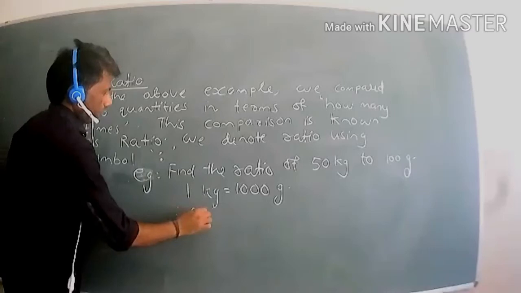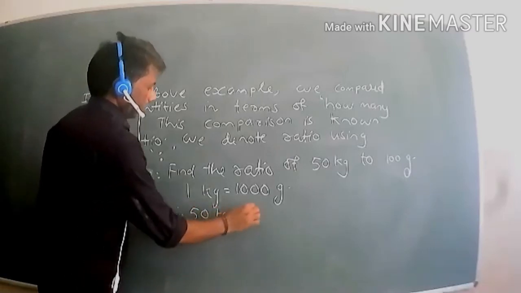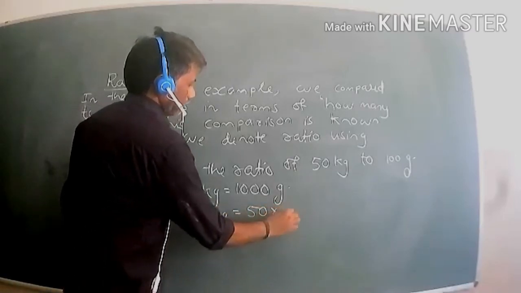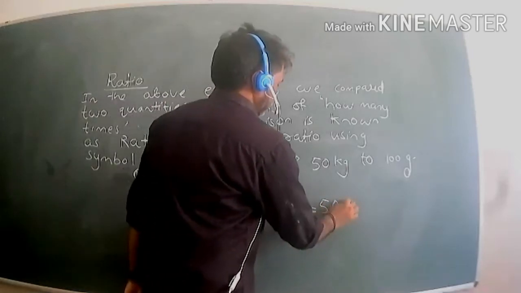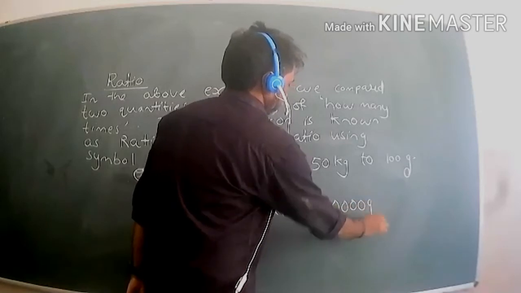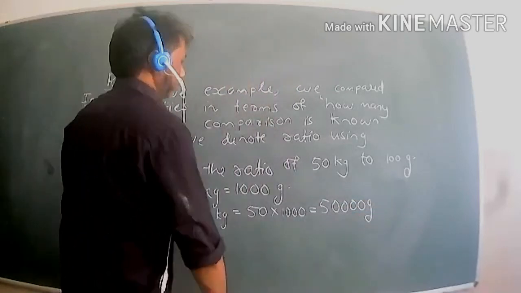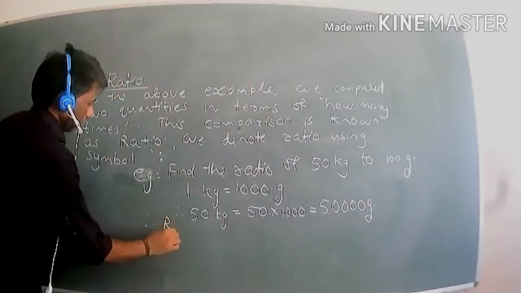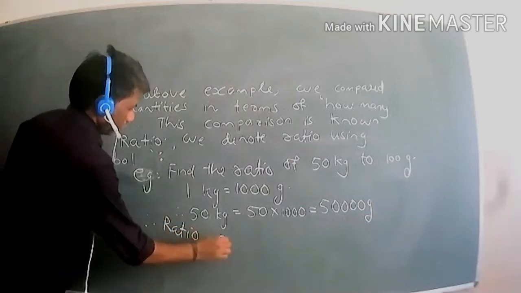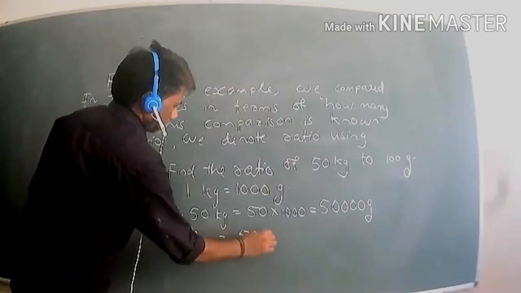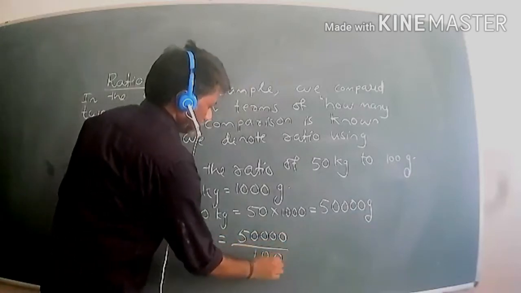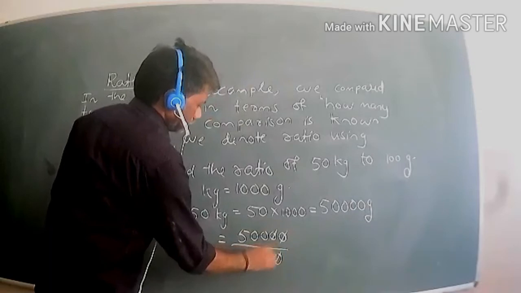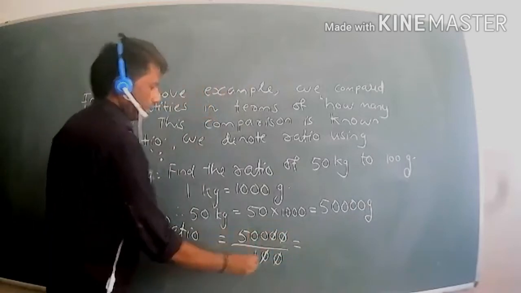Therefore, 50 kg is equal to 50 into 1000 is equal to 50,000 gram. Then the ratio is equal to 50,000 divided by 100. Two zeros are cancelled. The answer is 500 divided by 1.